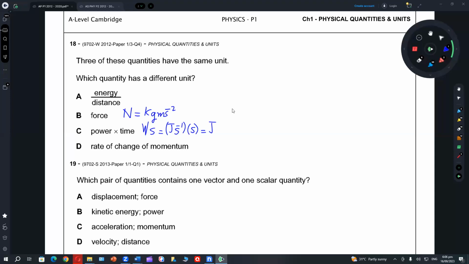Rate of change of momentum. You haven't done this with me, but I can tell you the formula. It is impulse, which is rate of change of momentum. And in physics, when something is divided by time, it is called rate. So mass is kg, velocity is m s minus 1, upon second.